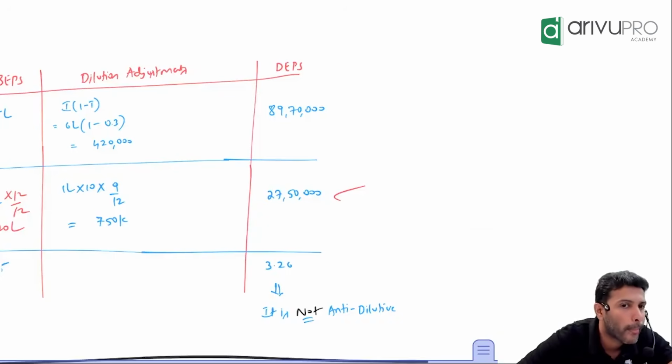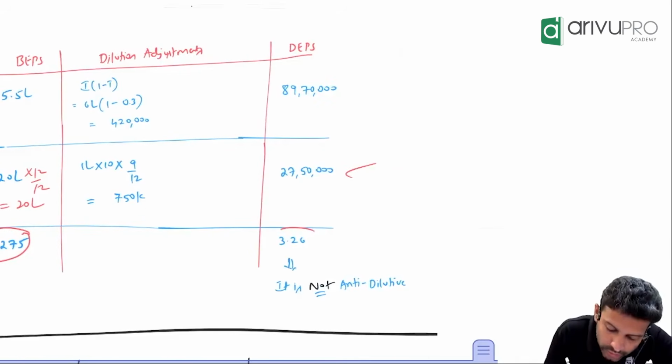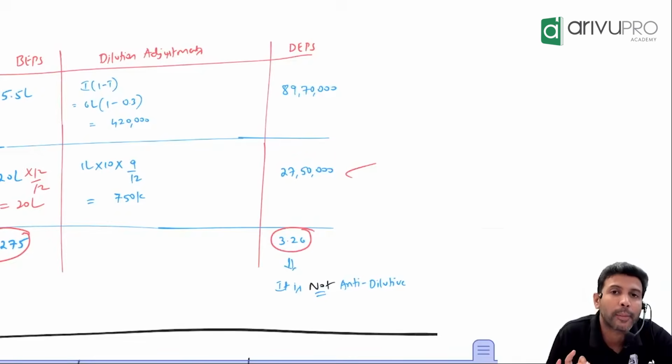But there's one last point you need to check. Sir, dilution means increasing or reducing? We are calculating diluted EPS. That means diluted EPS should be more than basic EPS or lesser than? Lesser than. Always check that. What is your basic EPS? 4.275. What is your diluted EPS? 3.26. That means it is diluted.